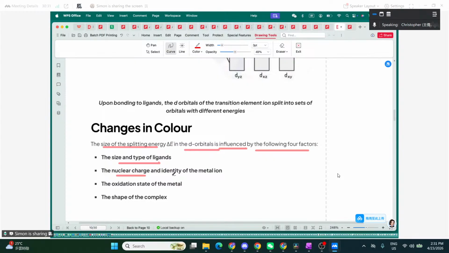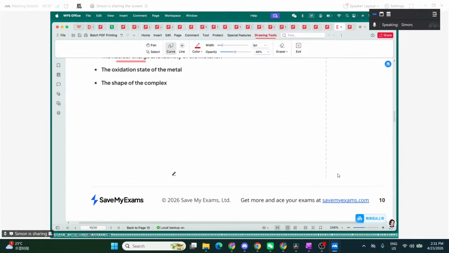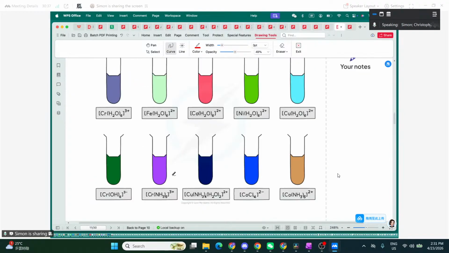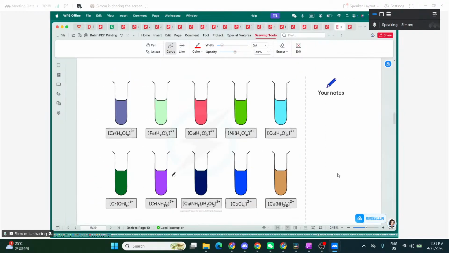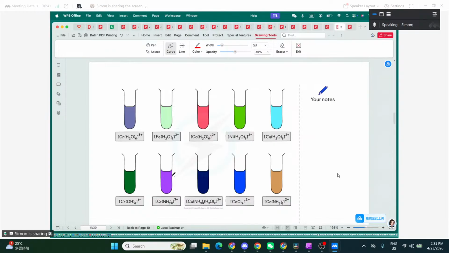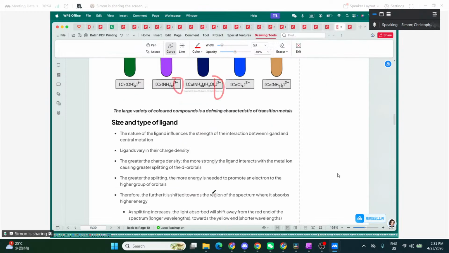So these four are the main reason for the change in color. You can see from the graph that they are different colors. Maybe they have different ions, make different shapes, make different ligands. So these are the four factors that we need to memorize.